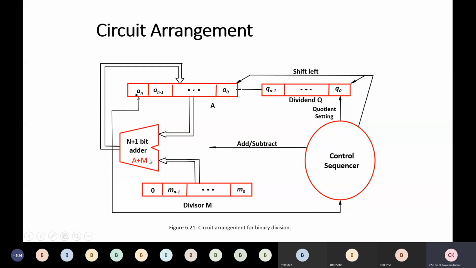After adding A plus M, it needs to be stored in A, because the equation is A equals A plus M. So A plus M is added and stored in A in this way. Again left shifted. Again the contents of this one and this one are taken, added and stored in A. Left shift, add, or we can say subtraction A minus M. Add the contents in A. Again left shift the entire contents, and so on it goes on. Right.